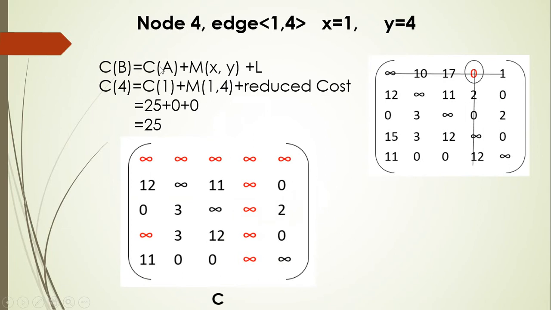Again put all those values in this given formula. C of 1 is 25, M of 1 to 4. Now check for the direct cost for traveling 1 to 4. It's a 0, and reduced cost, it's a 0. So you will get here the value 25, and the matrix for this node 4 is this one.